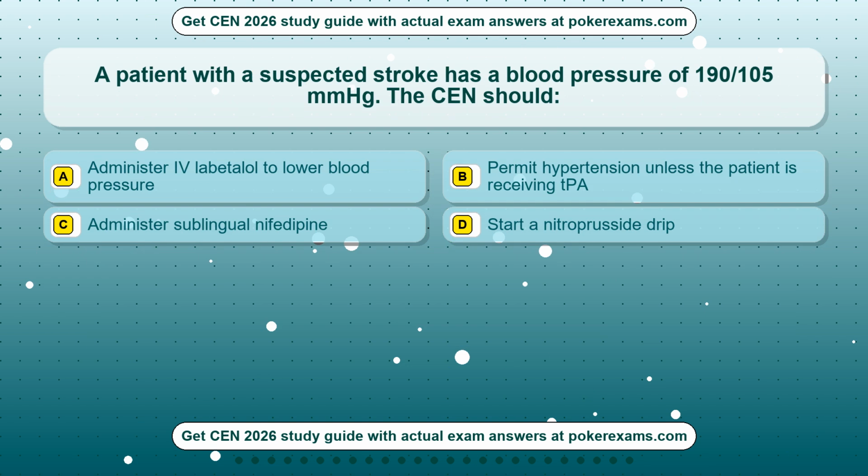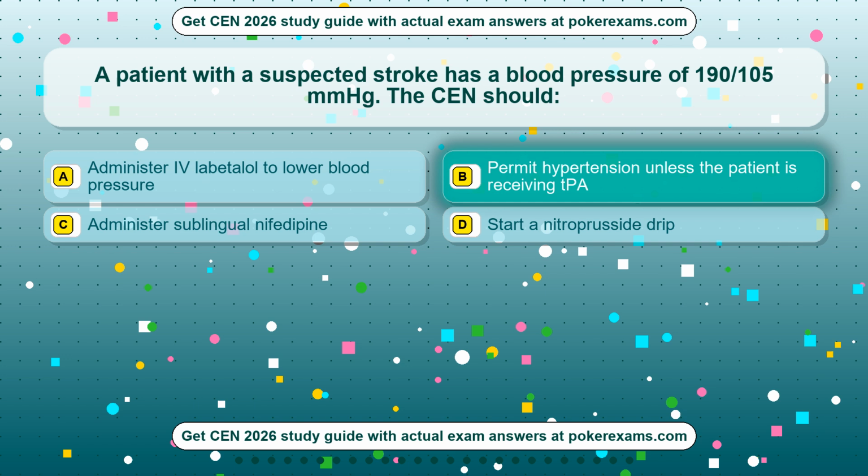Question 9. A patient with a suspected stroke has a blood pressure of 190/105 mmHg. The CEN should: Option A, administer IV labetalol to lower blood pressure. Option B, permit hypertension unless the patient is receiving TPA. Option C, administer sublingual nifedipine. Option D, start a nitroprusside drip.